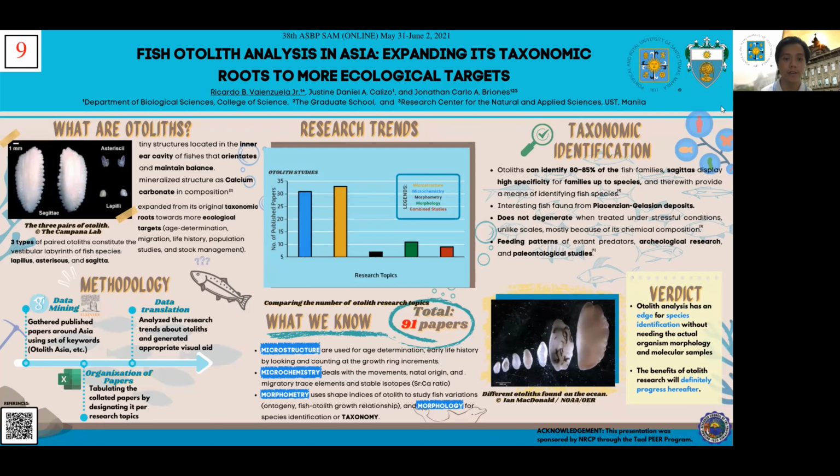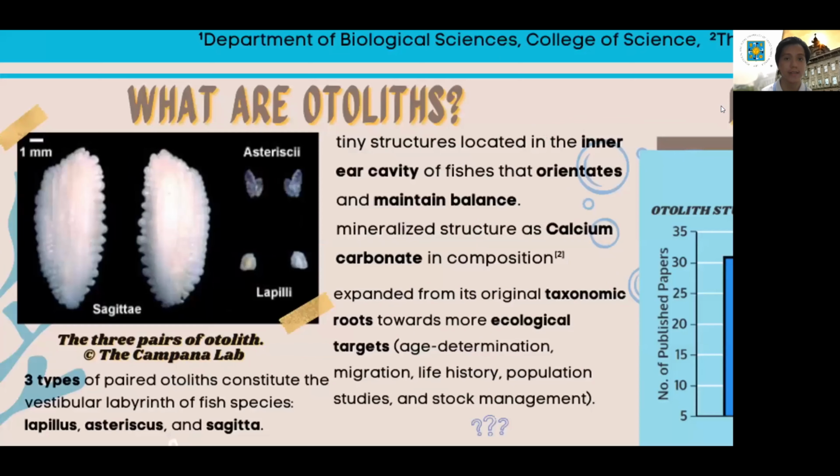First of all, let's talk about otoliths. What is this structure? Otoliths are tiny structures found in fishes, located in their inner ear cavity. Similar to bones, they are composed of fully calcified calcium carbonate. The fish uses them for orienting themselves and maintaining balance as they swim through the water.